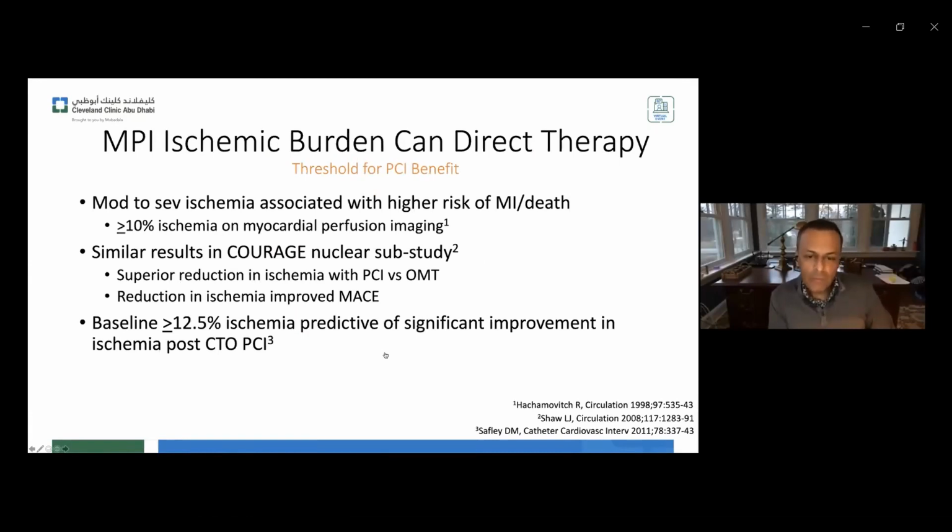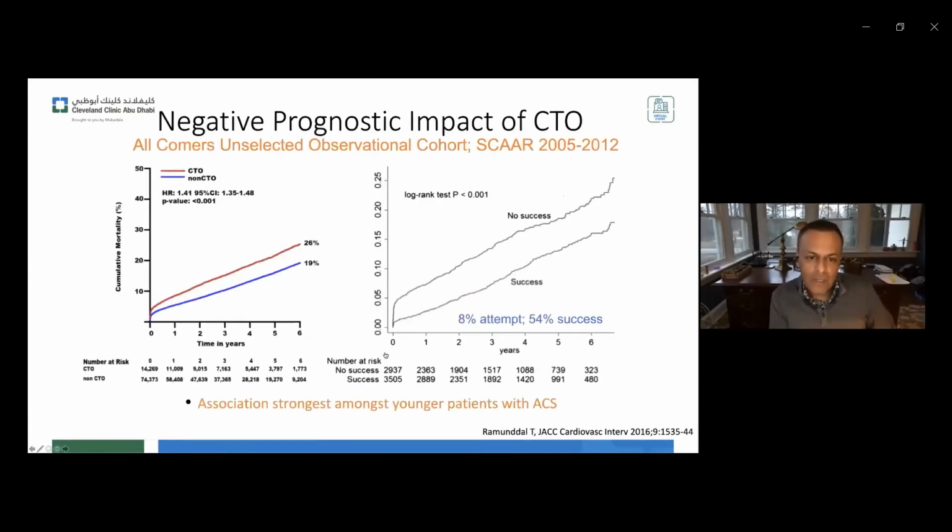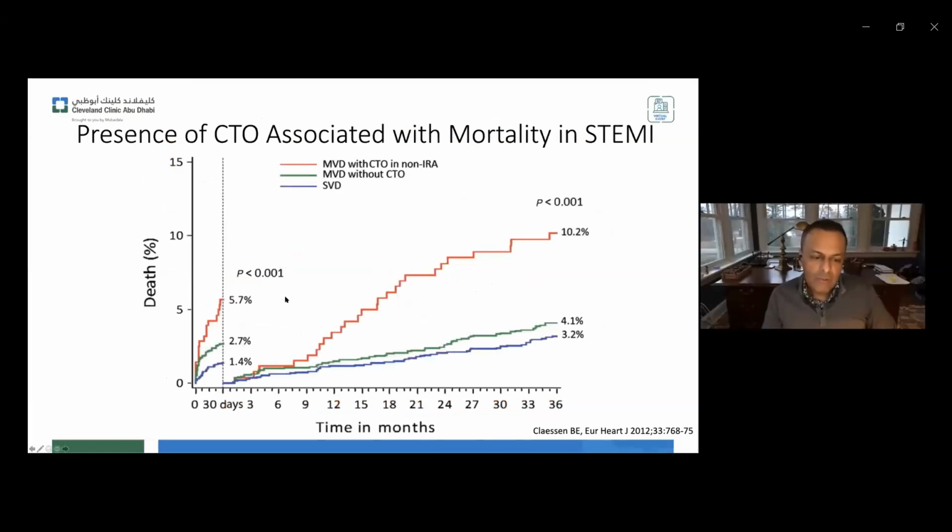We know from prospective data that patients who present for whatever reason for coronary angiography, if they have a concomitant CTO, their overall prognosis is worse, and that treating the CTO can improve their overall prognosis. We also have seen that in patients presenting with STEMI and acute coronary syndrome, a concomitant CTO portends a worse prognosis, both in the short term as well as in the long term.